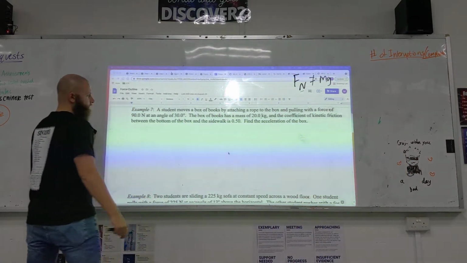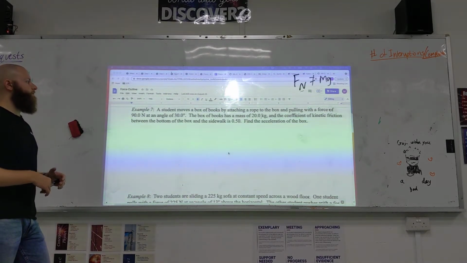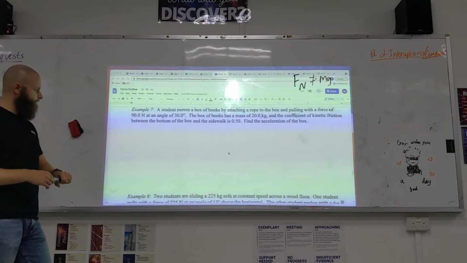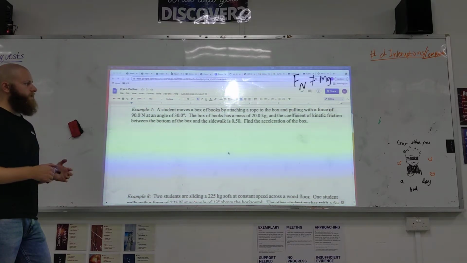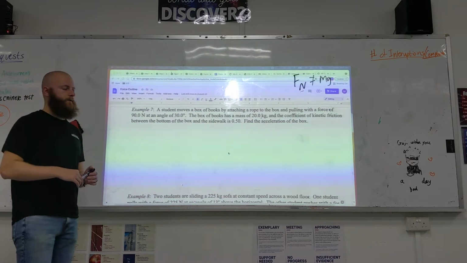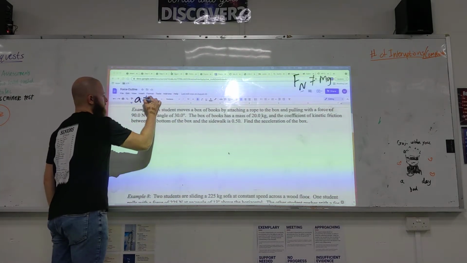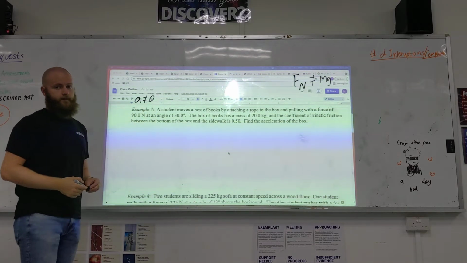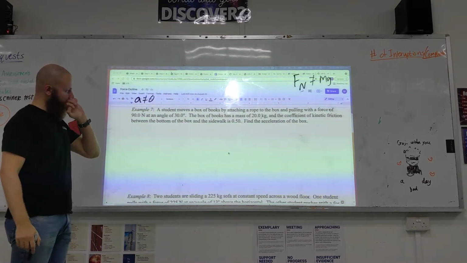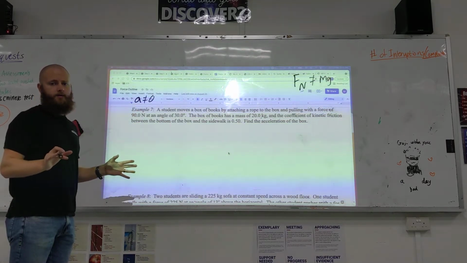A student moves a box of books by attaching a rope to the box and pulling with a force of 90 newtons at an angle of 30 degrees. The box of books has a mass of 20 kg, and the coefficient of kinetic friction between the bottom of the box and the sidewalk is 0.5. Find the acceleration of the box. This one also, A is not equal to 0, so that's going to be a little bit different from what we did before. Okay? So, what's our first step?